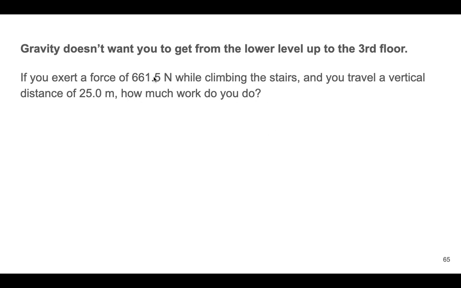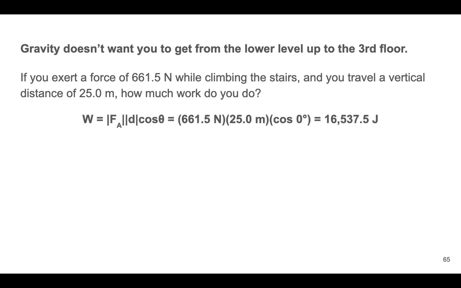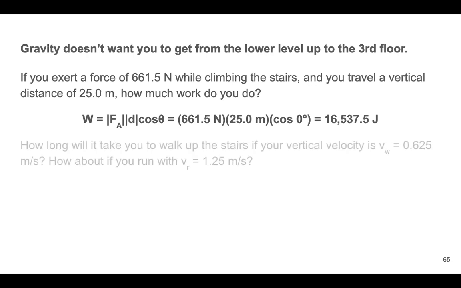So if you go up the stairs and you're exerting this much force, and you're going a vertical distance of 25 meters, how much work do you do? So think back to your formula for work. That is, work is equal to F d cosine theta. So you plug in for F, for d, and cosine theta. What is the angle between these forces and the displacement? Well, your displacement was up, and the force you're exerting is also up. Therefore, the angle between them is zero. So cosine of 0 degrees gives you 1. So this number times 1 gives you 16,537.5 joules, which sounds like a lot, but joules are fairly small amounts of energy. So yeah, that's a reasonable number for this.